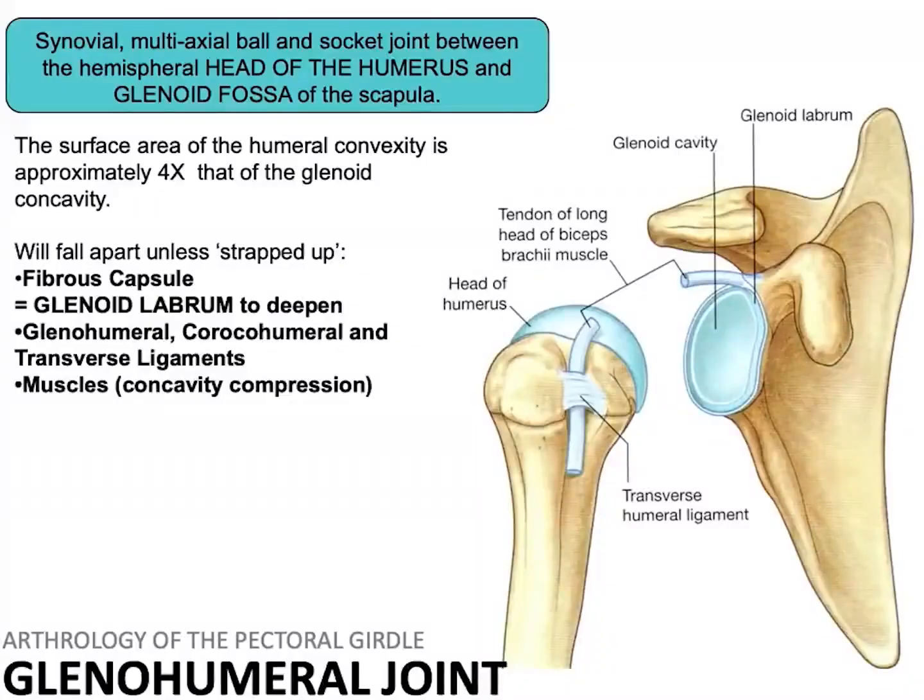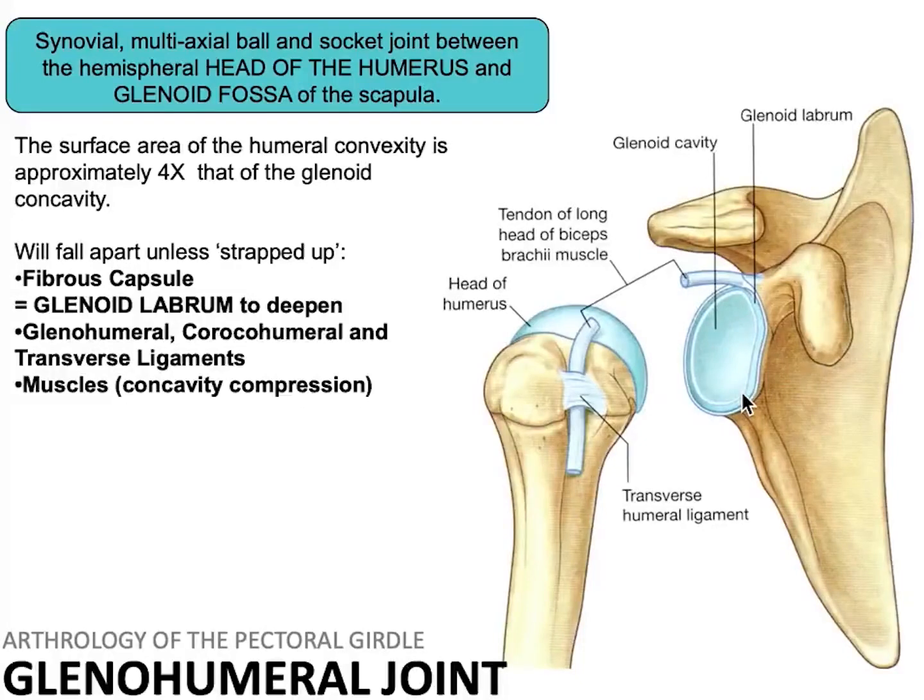Anatomically, the glenohumeral joint is classified as a synovial multi-axial spherical joint, and this is between the roughly circular head of the humerus and the shallow depression that is going to then be our glenoid fossa of the scapula. The glenohumeral joint is the most mobile joint in the body and is the most frequently dislocated.